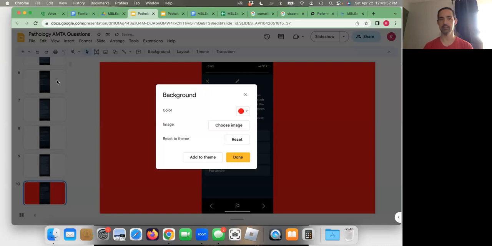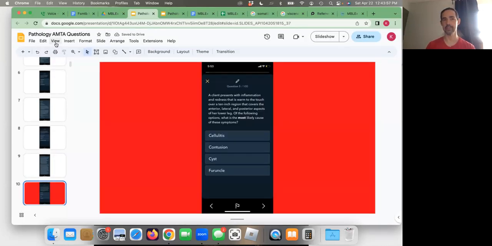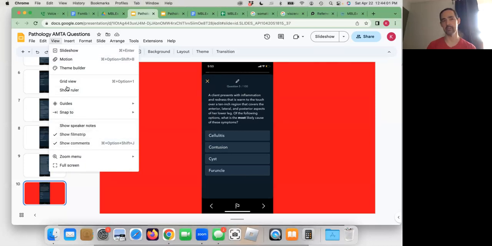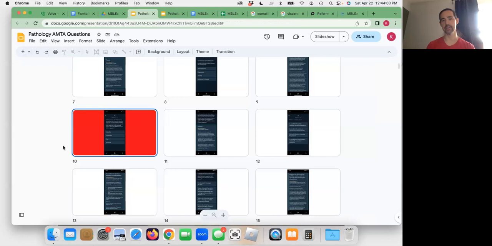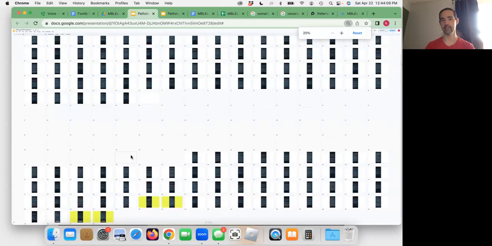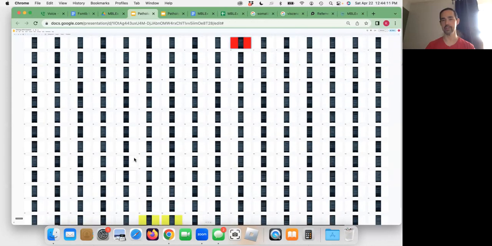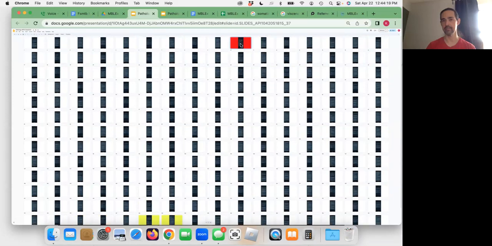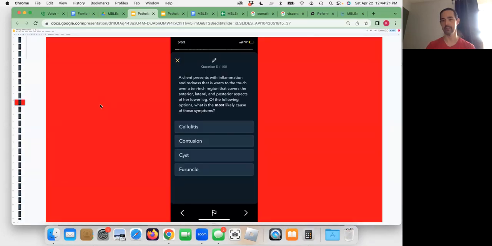So you guys, when you go to the presentation, you can go to view, and then you can go to grid view like this. And I think you can actually zoom out like that. And you can just survey and quickly go through the questions that are marked in a color. These yellow ones I marked because they describe the nature of various kinds of pain. Click on that question, it'll take you right to it.